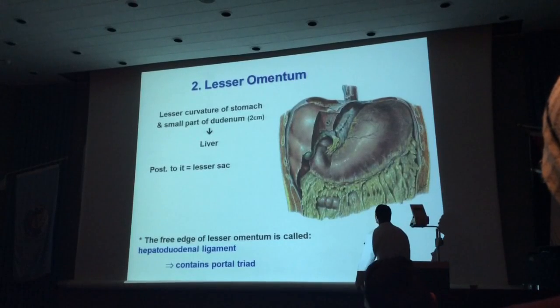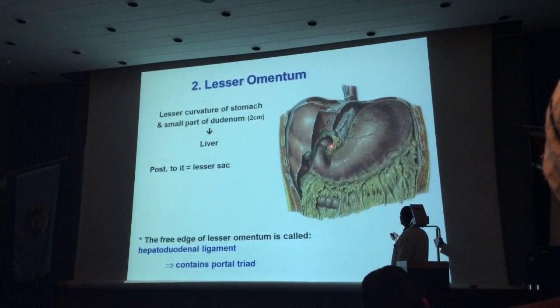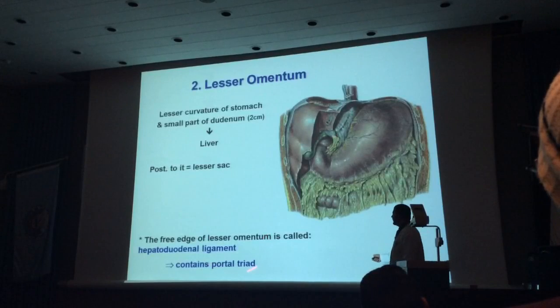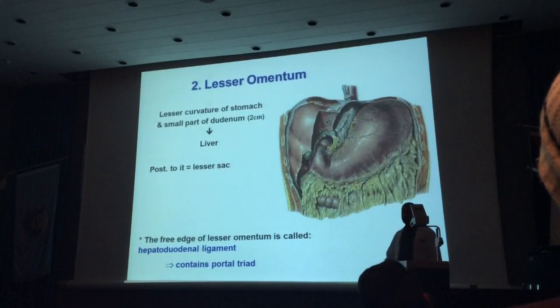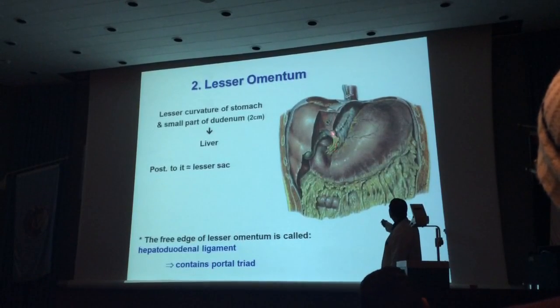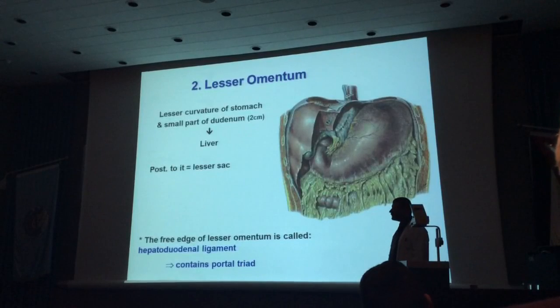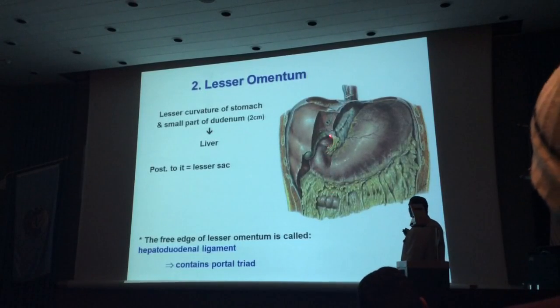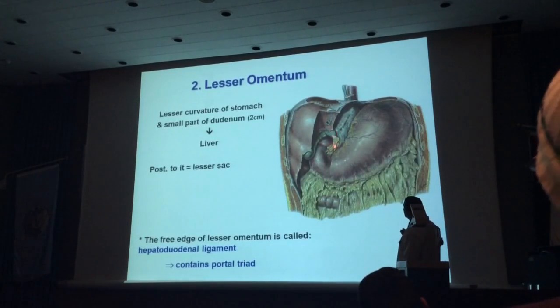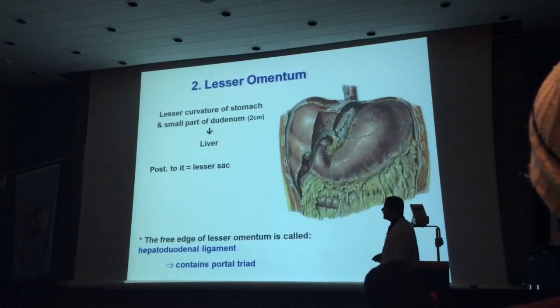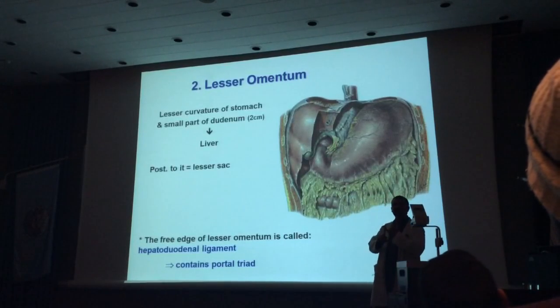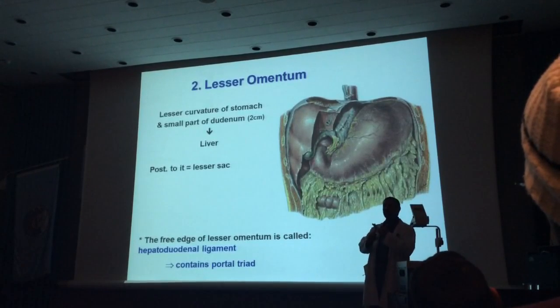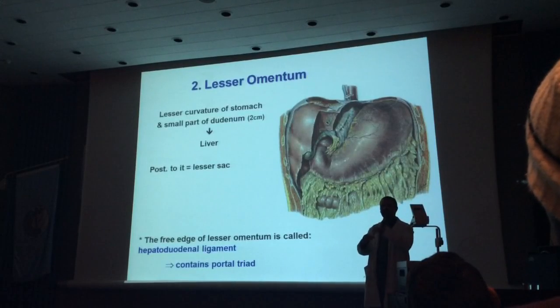That's why the hepatoduodenal ligament is a very important area, because it contains the portal triad passing up through it into the liver. So when we speak about the foramen of Winslow, and I ask you what's the anterior border, you could say it's the hepatoduodenal ligament, you could say it's the free margin of the lesser omentum, you could say the portal triad, because within this hepatoduodenal ligament is the portal triad.